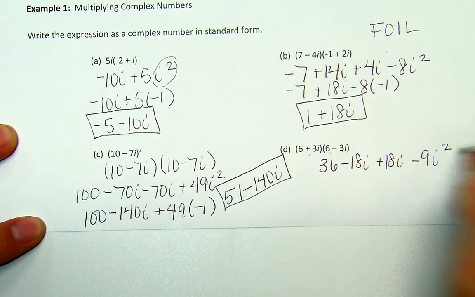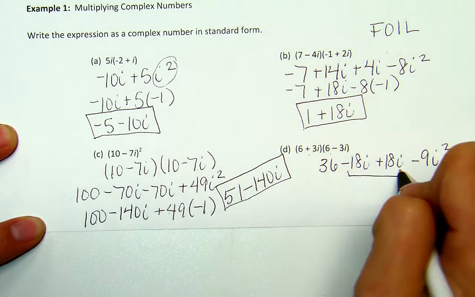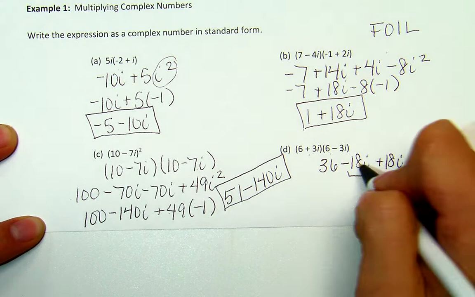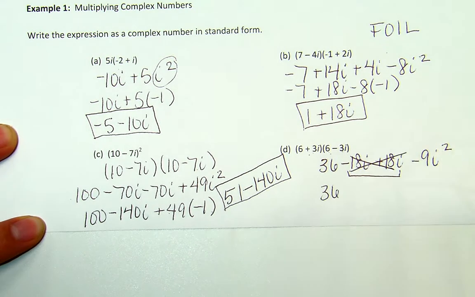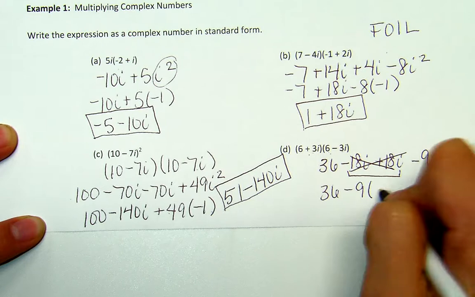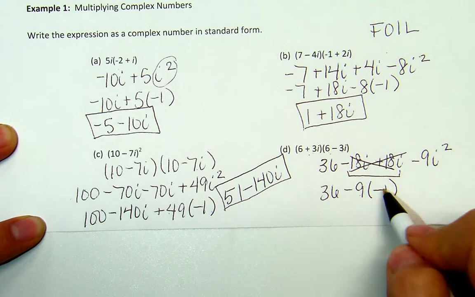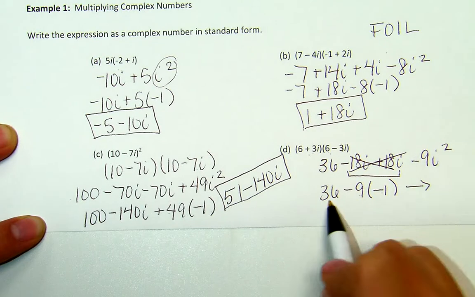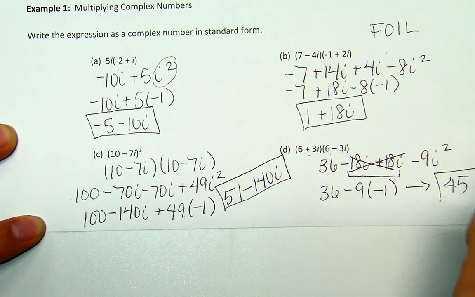-9i squared. At this point, we combine our like terms, and what you'll notice is the negative 18i and the positive 18i cancel out. So we get 36 minus 9i squared, and we substitute negative 1 back in for i squared. Negative 9 times negative 1 gives us a positive 9. So we actually get 36 plus 9, and we get 45 as our final answer.